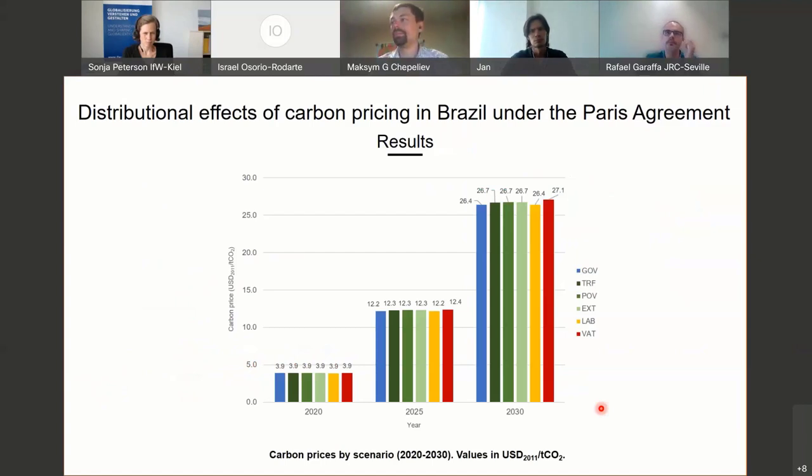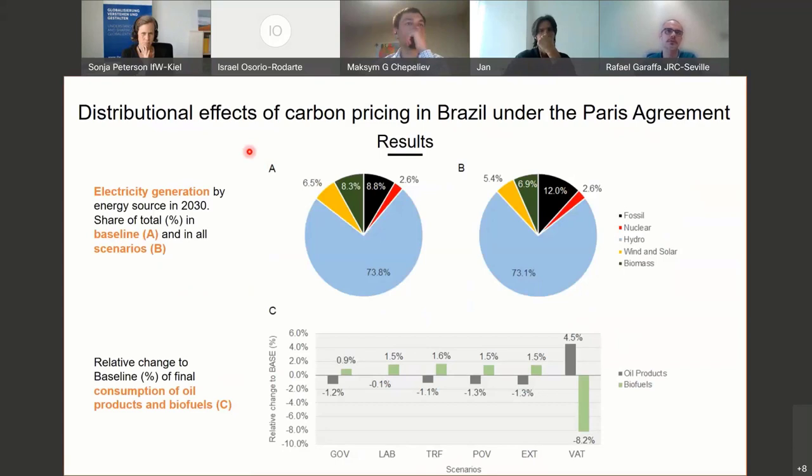We can see here not significant differences across scenarios in terms of carbon pricing, except in 2030, maybe for the VAT scenario, where we can see a rebound effect, because the taxes for oil products are reduced, and then you increase consumption. So in this setup, of course, we don't have the rebound in terms of quantity, but it is translated to prices here. Overall, we have quite small prices as compared to other countries, and that mainly comes because of an important characteristic of the Brazilian energy matrix, which is its high share of renewables, of course.